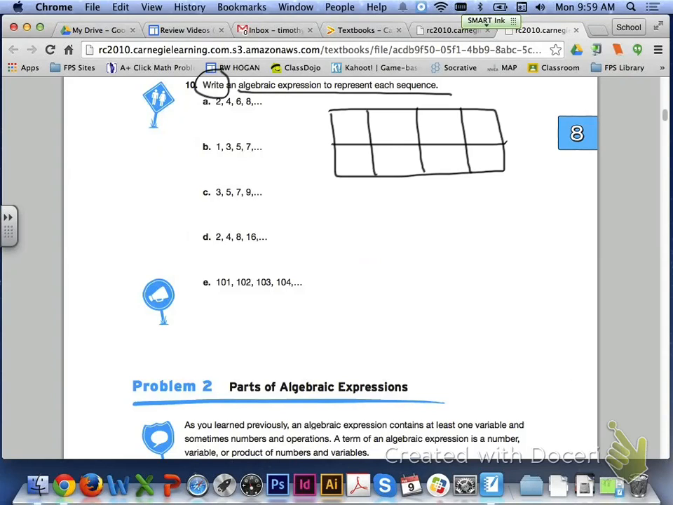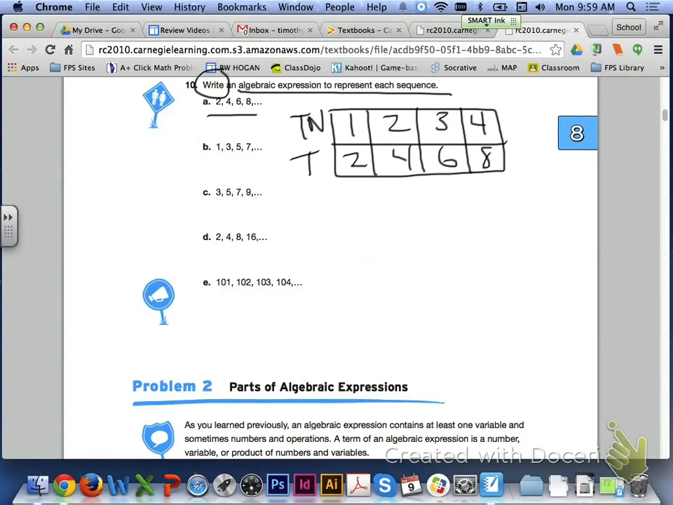So for letter A, I have the numbers 2, 4, 6, and 8, which form my sequence. I want to take a look at how many total numbers are in my sequence, and that would be my term numbers that I label in the top of my table. So I can see that I have 4 total numbers. So 1, 2, 3, 4 would be how I label the top row of my term table. Now I'm going to look at the terms that are in my sequence. The first number is a 2, the second number is a 4, the third number is a 6, and the fourth number is an 8.